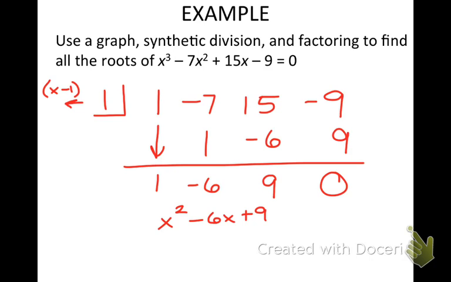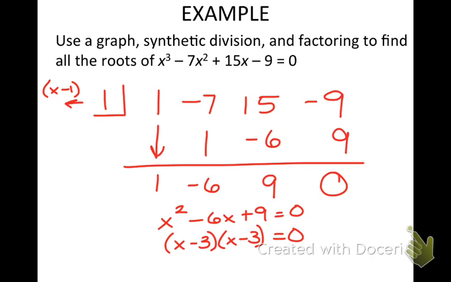Now we just went from a cubic polynomial to a quadratic polynomial. Do we know how to solve quadratics? Hopefully. Factors of 9 that add up to negative 6. Negative 3 and negative 3. So which one's going to have the multiplicity, do you think? 3. Right. So what does this look like in full-out factored form?